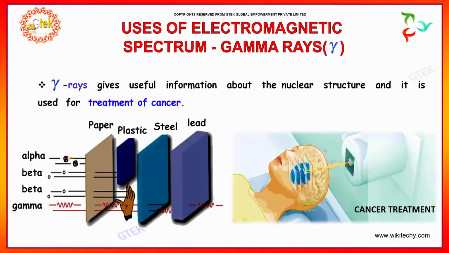You are able to see the rays are of different types: alpha, beta, and gamma. Alpha can be restricted by paper, and beta can be restricted by plastic or even by your hands. But gamma rays can pass through paper, steel, and even through lead.